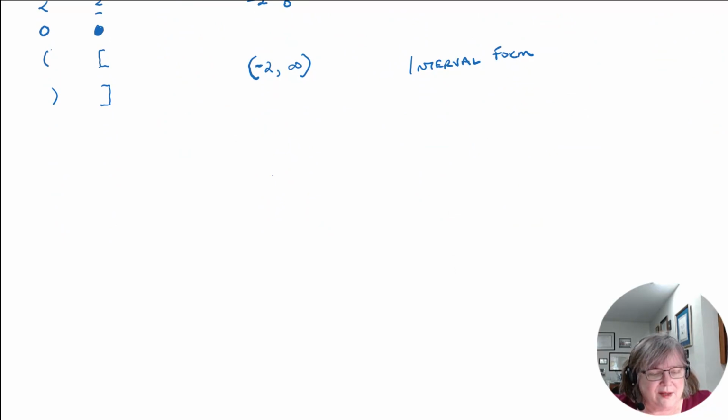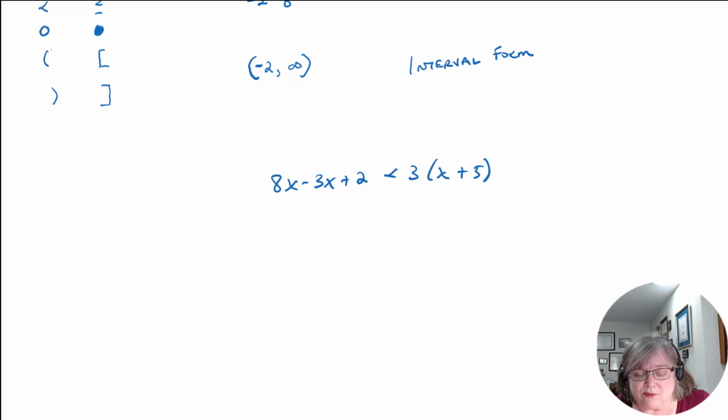So if we have 8x minus 3x plus 2 is less than 3 times x plus 5. So simplify the left. All right, I could subtract 3x's from 8x. That would be 5x. Simplify the right. Can't add 5 to x, but I can multiply. So 3 times x is 3x. 3 times 5 is 15.